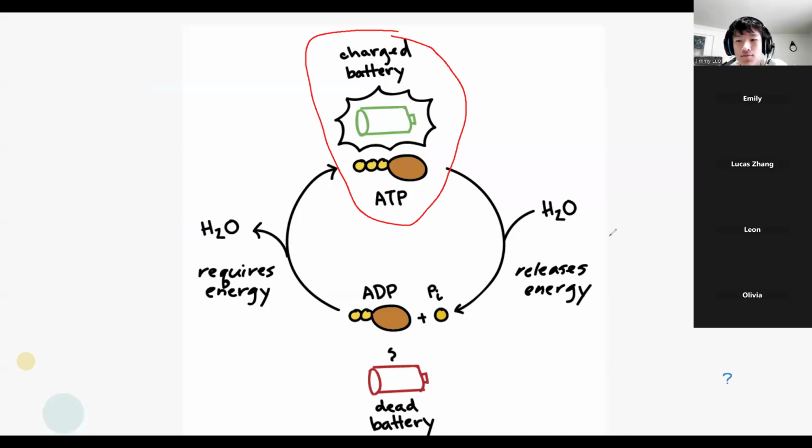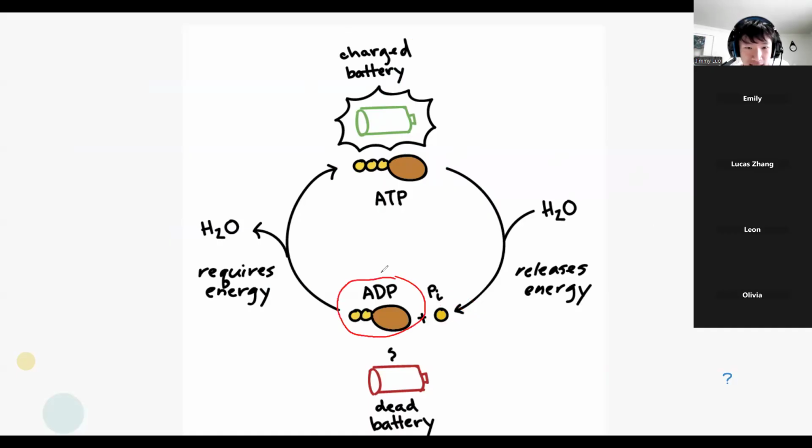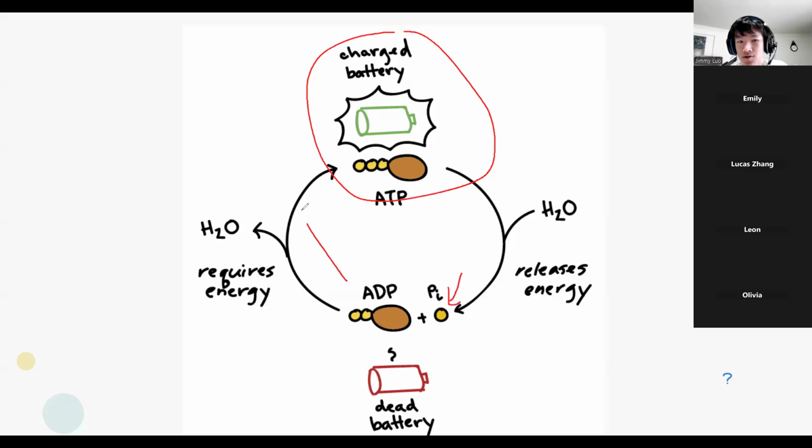Now, when the ATP releases energy, when it breaks off the little phosphate, the little circle over here, it becomes ADP, which is a dead battery. It has no energy in it, right? And basically, that's how it works. And then again, ADP can become a charged battery again by reattaching this phosphate to make ATP again, right? So yeah, that's basically how it works.